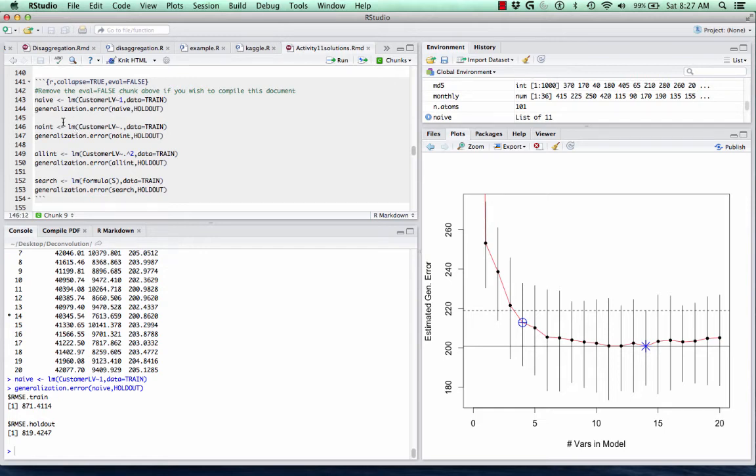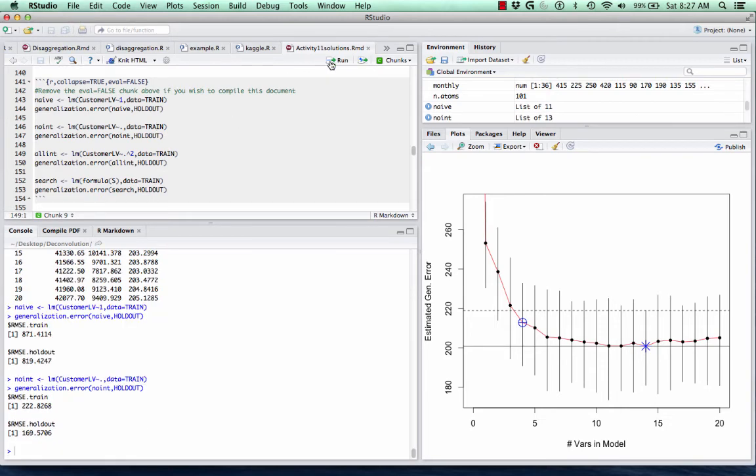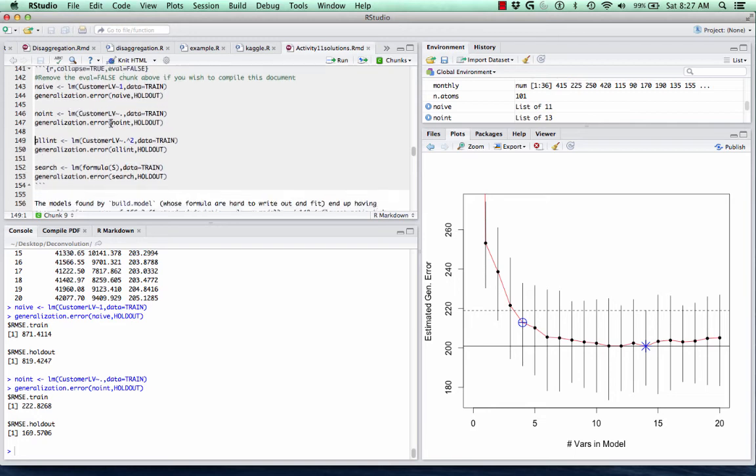All right, if we had straight up just predicted customer lifetime value from all the predictors, no interactions, estimating the coefficients on the training data and making predictions on the holdout sample, our error would have been $170. So huge improvement over the naive model. There's definitely information in this data set about customer lifetime value.